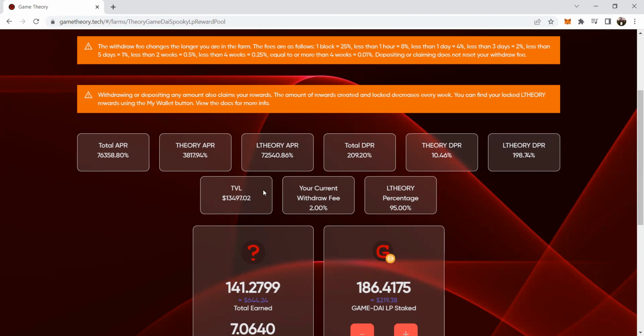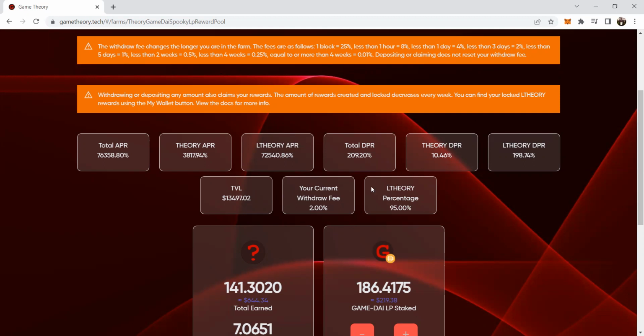You've got the total value locked of the pool. You have the current withdrawal fee, so mine is at 2%. So if we go and look on here, why is it at 2%? Well, we said if you've been in for less than 3 days, it's 2%. It's been less than 3 days since we launched, so the current withdrawal fee is at 2%. Once it goes past 3 days, it will then go down to 1% and so on and so on.